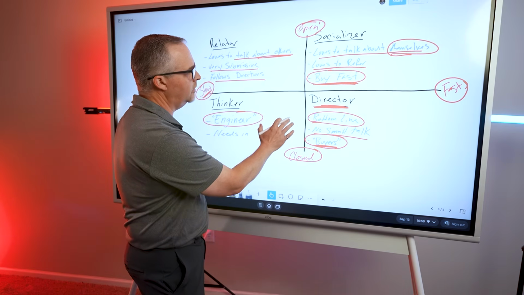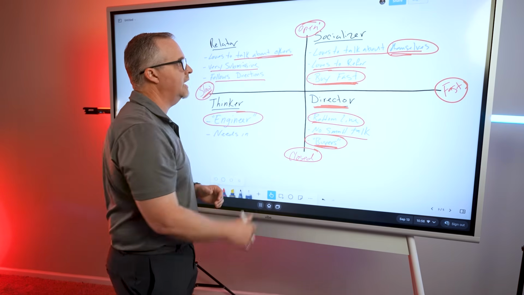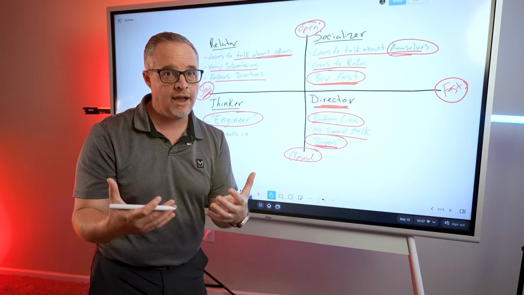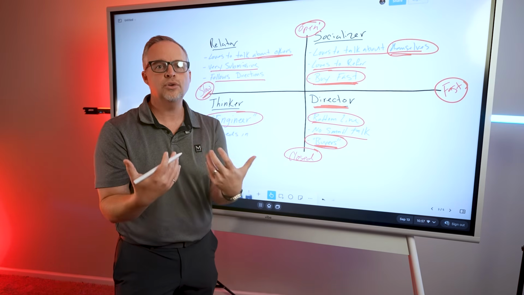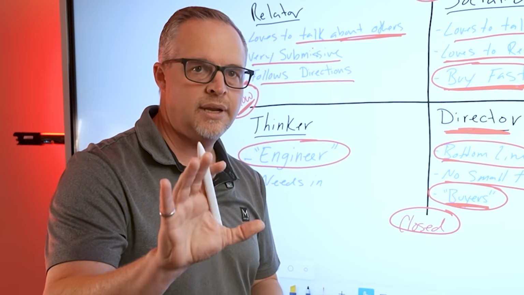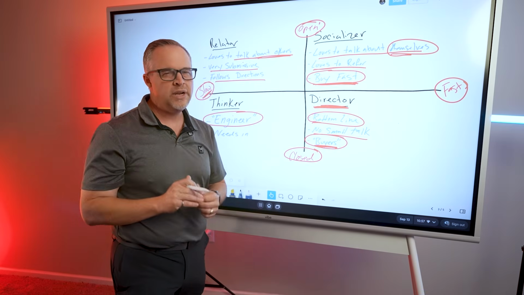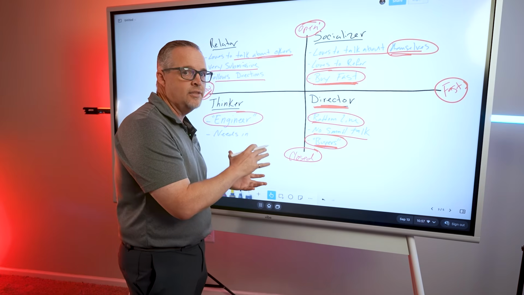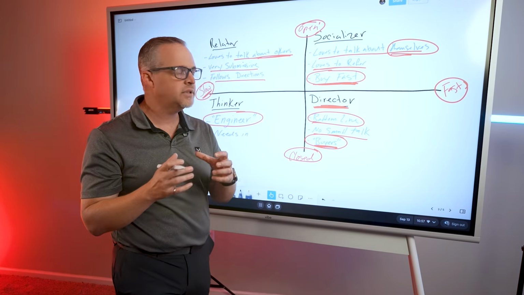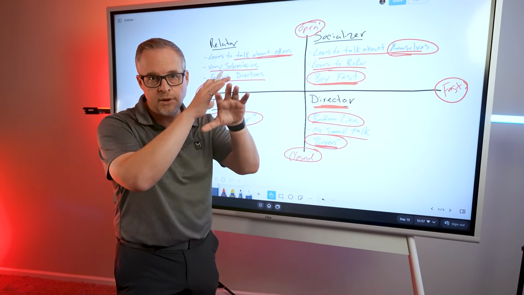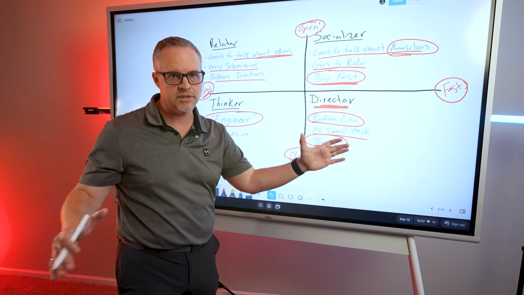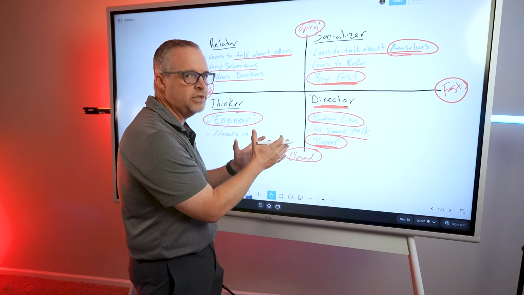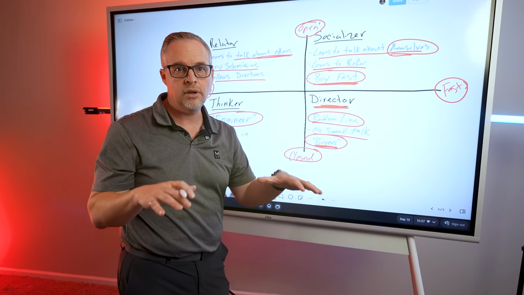Now that you know directors, socializers, relators, and thinkers, now when you're going in the house, you understand who you're talking to. Now be very careful with this information. We don't like to teach new sales reps right away this information, because they will take this information and they will slice and dice their system. You have to stick to your systems, but know who you're dealing with and how to close them.